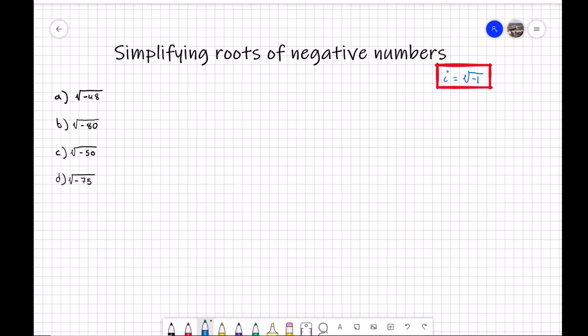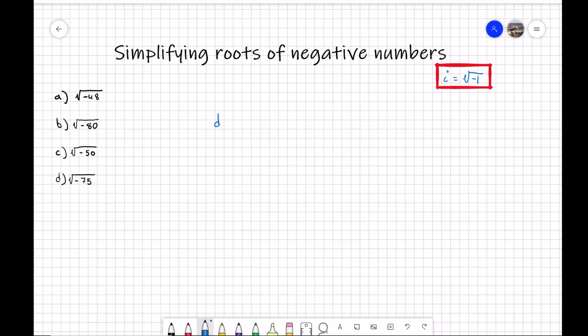Now for C, we have the square root of -50. And again, the same thing. Since we have this negative number inside the root, we have to get rid of that negative number. So we split it, and we end up with the square root of -1 times the square root of 50. That's equal to i, and then 50 is the same as 25 times 2. So we get that this is equal to i times 5 square root of 2. So the solution will be 5i square root of 2.